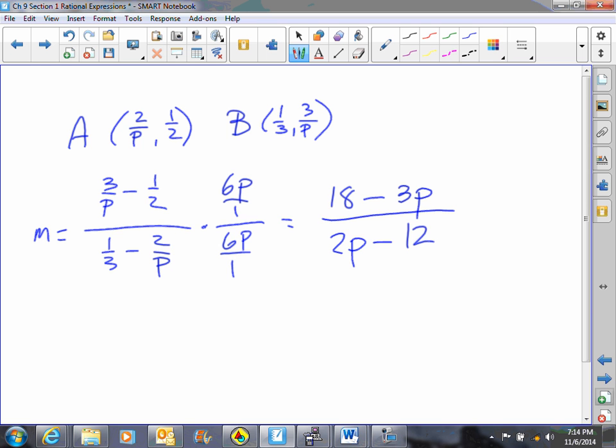Now, there are some factors in the numerator and denominator, so we need to check some things out here. I can take a 3 out of both terms in the numerator, and I can take a 2 out of both the terms in the denominator. And notice what we have here. We have the situation where the numerator has a factor of 6 minus p, and the denominator has a factor of p minus 6. Now, I talked to you about this.